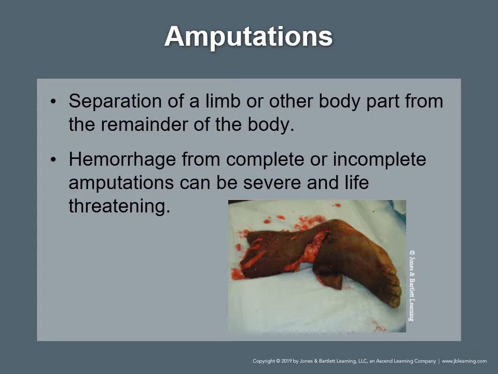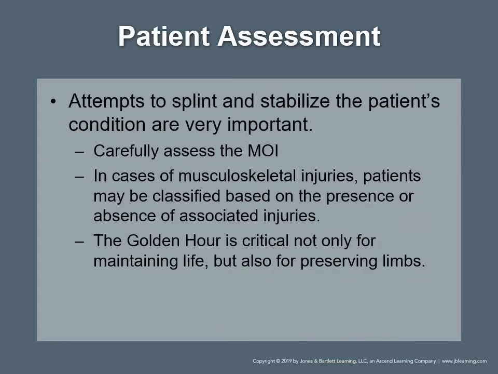Amputations. Amputation is the separation of a limb or other body part from the remainder of the body. Hemorrhage from complete or incomplete amputations can be severe and life-threatening.